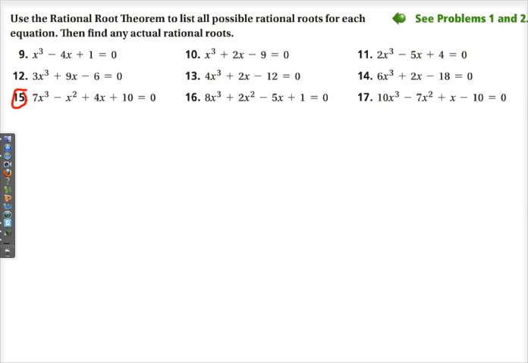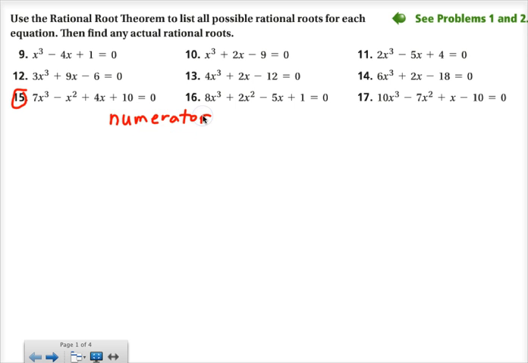So for number 15, what we want to do again is think of the factors of this constant back here. That's going to be the numerator of our fractions. Remember, that's what a ratio is. And then up in front, the leading coefficient, when they're in standard form, is going to become our denominator.